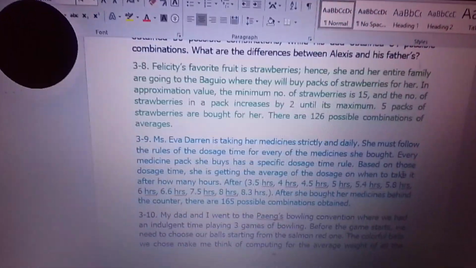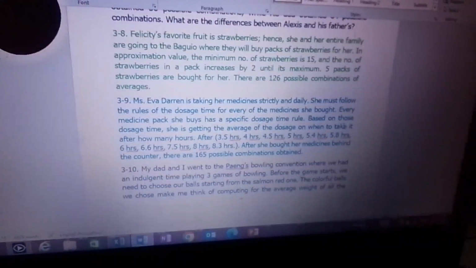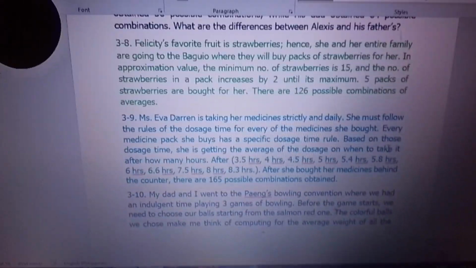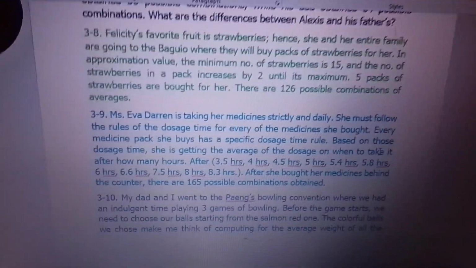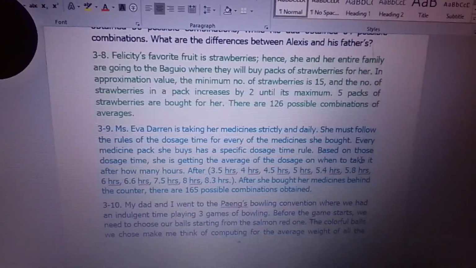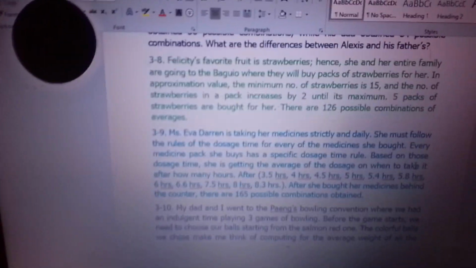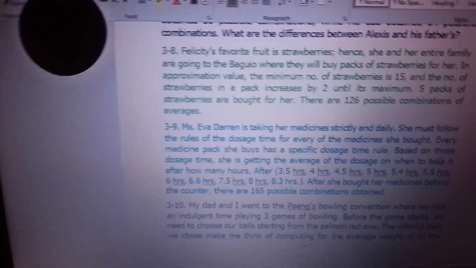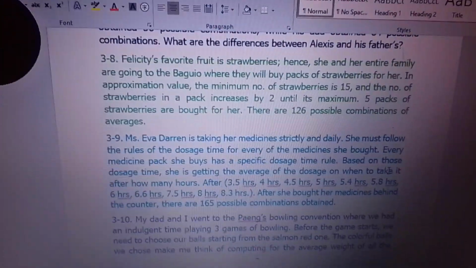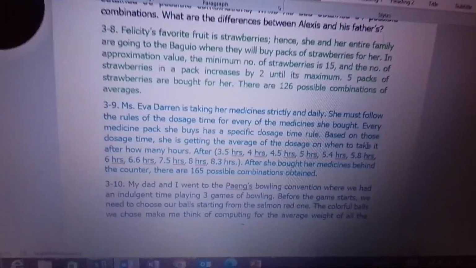Miss Ava Darren is taking her medicine strictly and daily. She must follow the rules of the dosage for every one of the medicines that she bought. Alam mo yung mga medicines na binili mo sa mga grocery store, sa drugstore? May dosage yun. A dosage to tell how much and how often you must take the medicine. Tama? Kaya that's the meaning of the dosage rule.